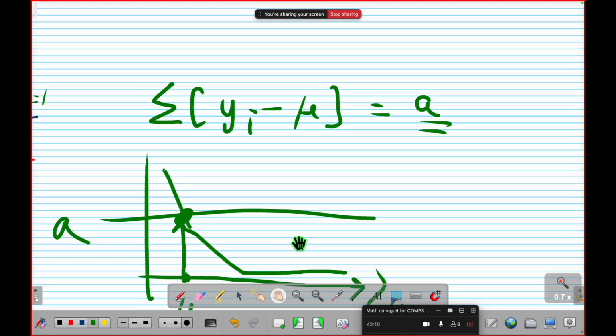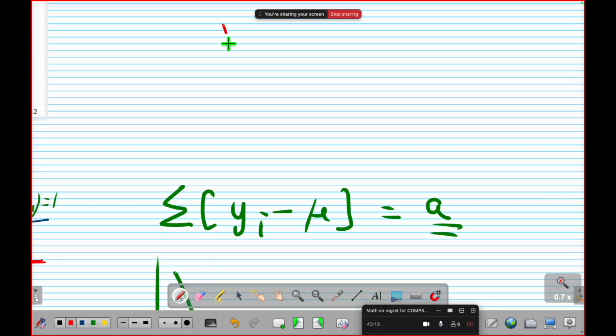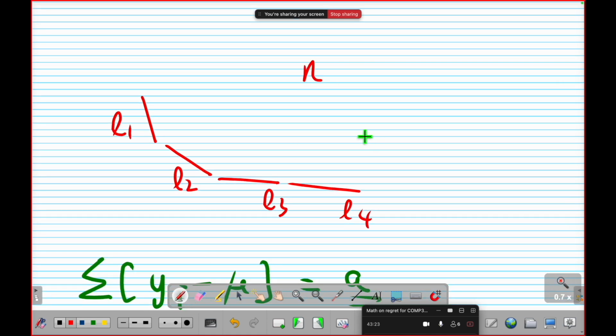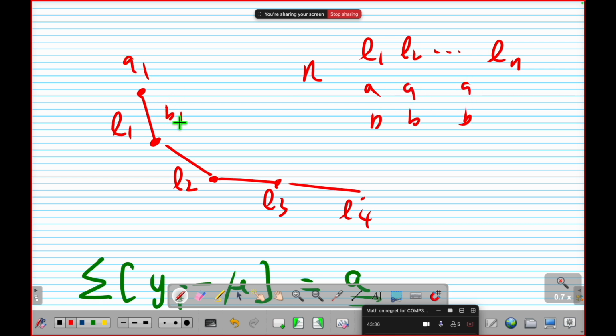So what's that? You now have one piece L1, second piece L2, third piece L3, fourth piece L4, and so on. So suppose you have n pieces. That means you have L1, L2, and so on, up to Ln. For each piece you can find a breakpoint, the starting point and ending point. So this is A1, B1, this is A2, B2, and so on, right? You have a bunch of A's.